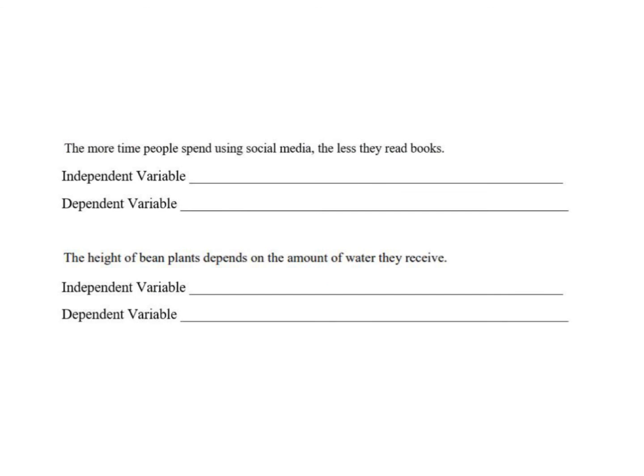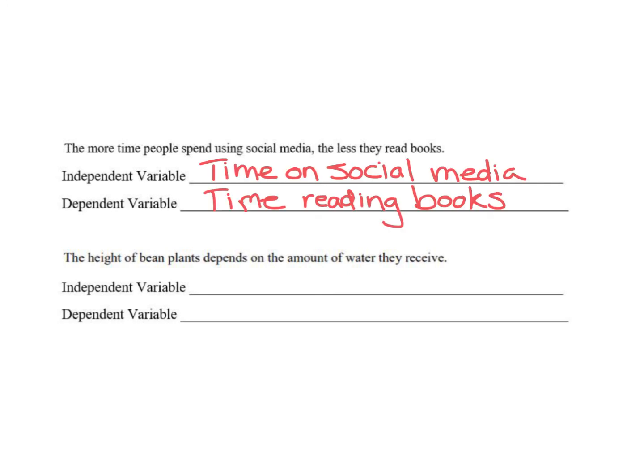One more. And pause the video again to see if you can do it on your own. I'll give you a minute to pause. Okay. So let's look at this. The more time people spend using social media, the less they read books. What do you think is the independent variable? So your independent variable is time on social media. That causes you to have less time reading books. All right, the next one.